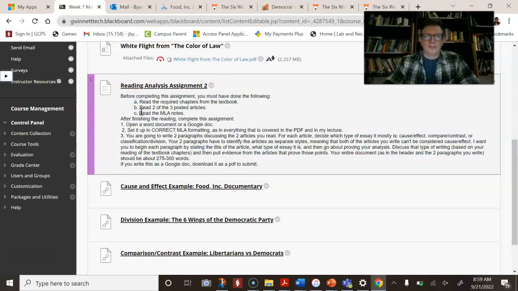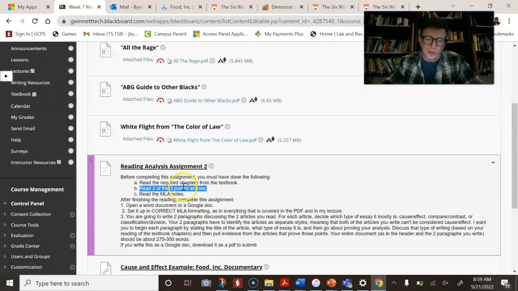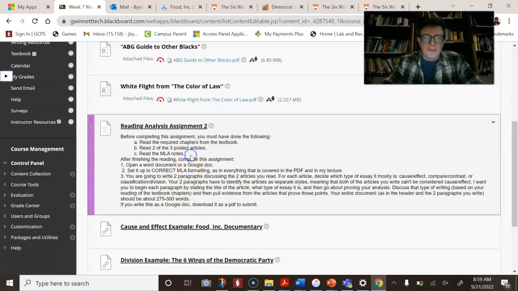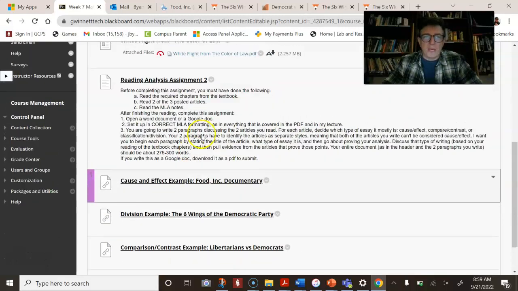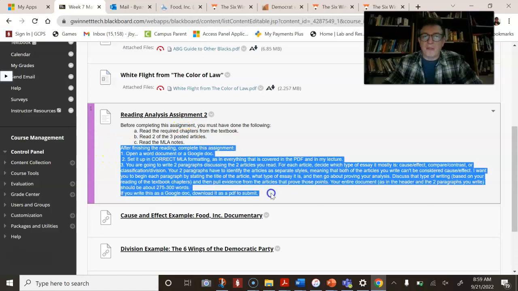Read the required chapters from the textbook. Read at least 2 of the 3 posted articles. All right, fine, I'd love for you to read all 3, but originally I wrote 2. And review the MLA notes. This assignment needs to be in proper MLA formatting when you submit it. You will be graded for MLA formatting in this.